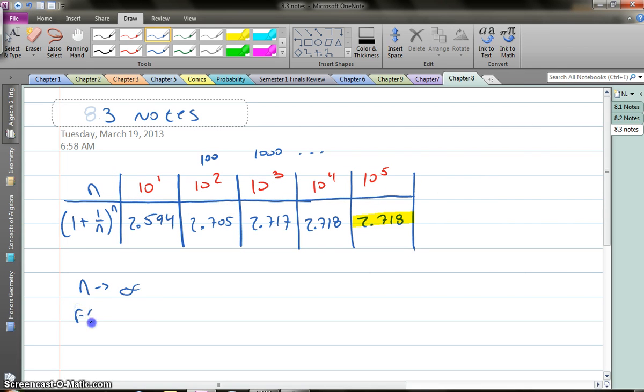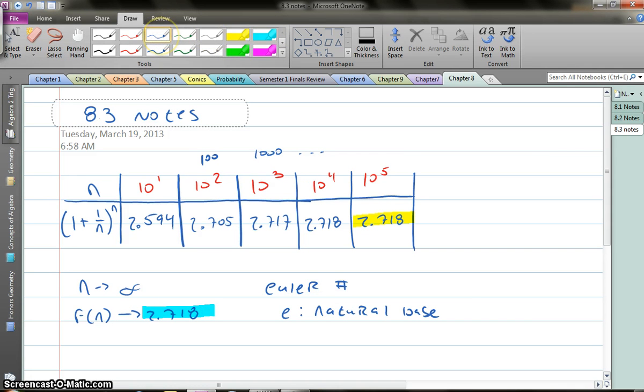f of n, this special function here, approaches 2.718. This is called Euler's number because he discovered this or invented it, I don't know. We also call it the natural base. Today is just an introduction to this variable e that exists. Kind of like pi equals 3.14, e is a natural base that always equals 2.718.